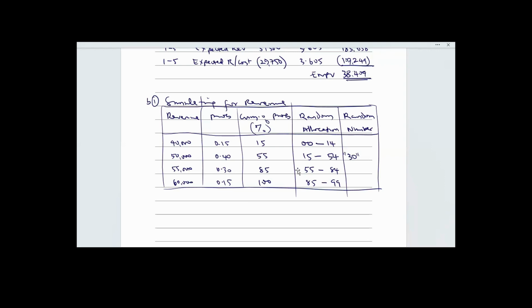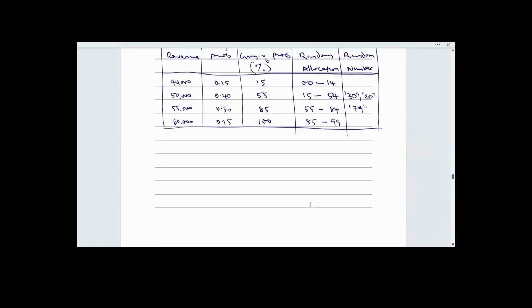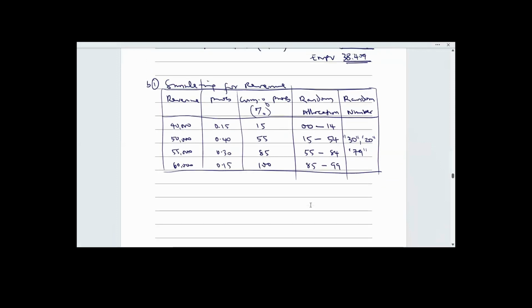Then the next one, after 30, is 20. Where can you find 20? 20 is in the same place. And the next one is 79. Where can you find 79? 79 is somewhere here. With this, I've simulated for revenue. I will then go ahead and do the same thing for running costs.